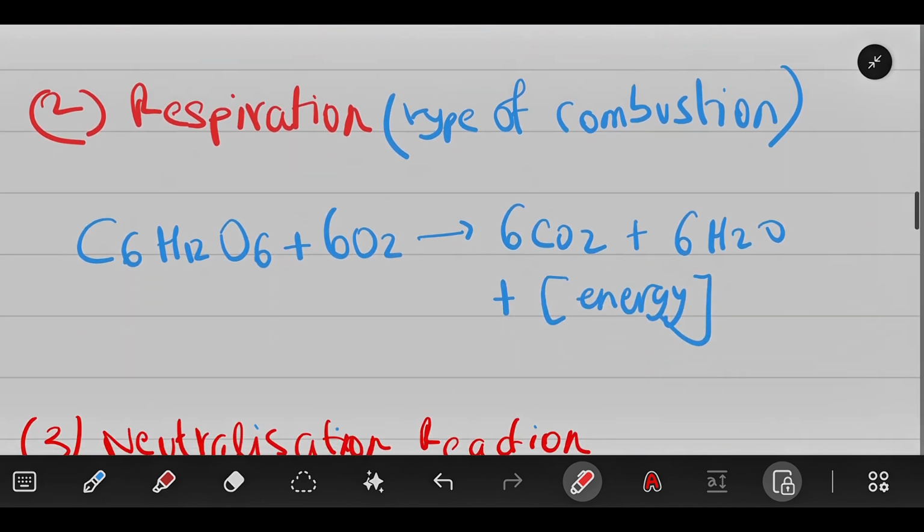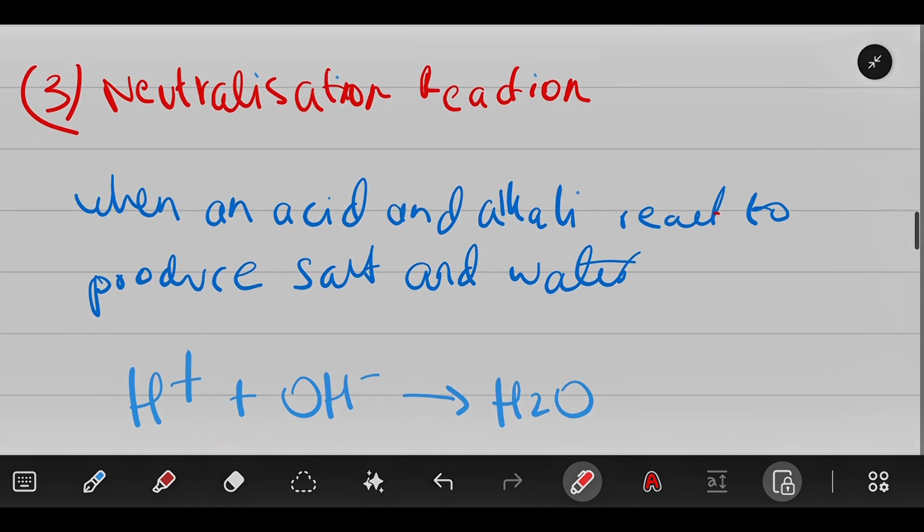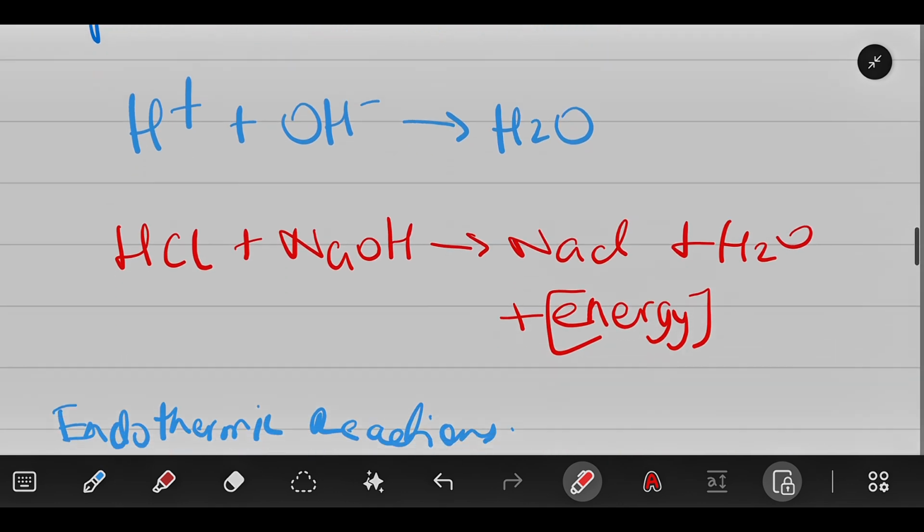We then talked about respiration, in which the glucose is burned by our body to provide us with energy, which we cannot live without. This happens actively in our body at all times. We then talked about the neutralization reaction. It is when an acid and an alkali react and produce salt and water, and this was also an exothermic reaction as energy is released as a product.